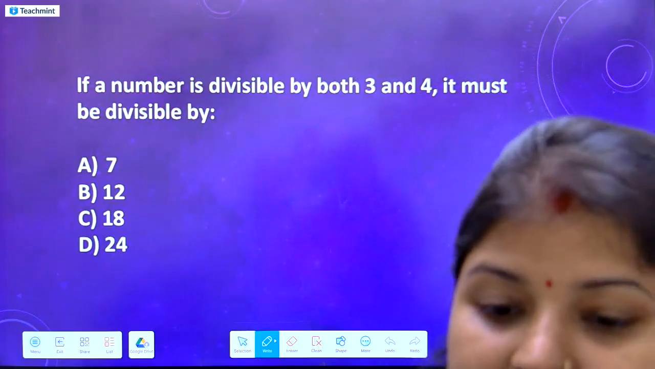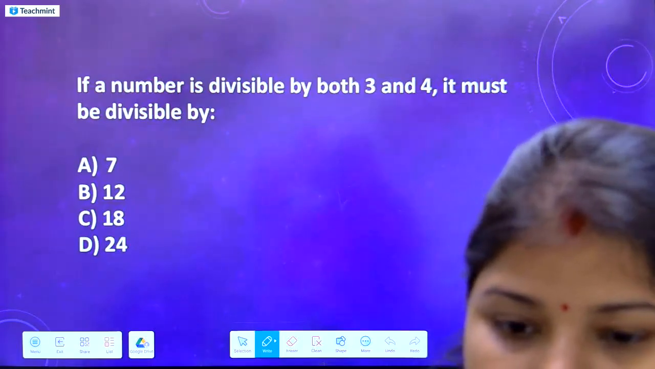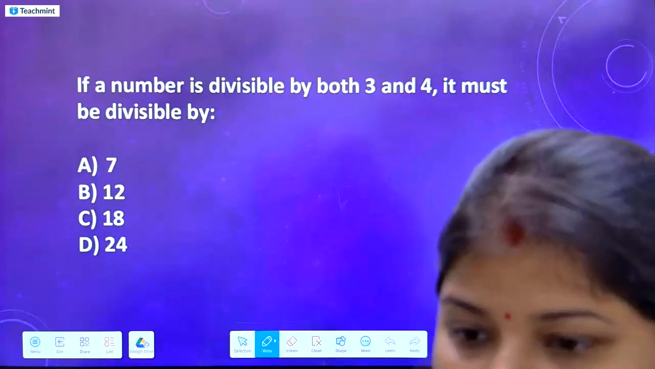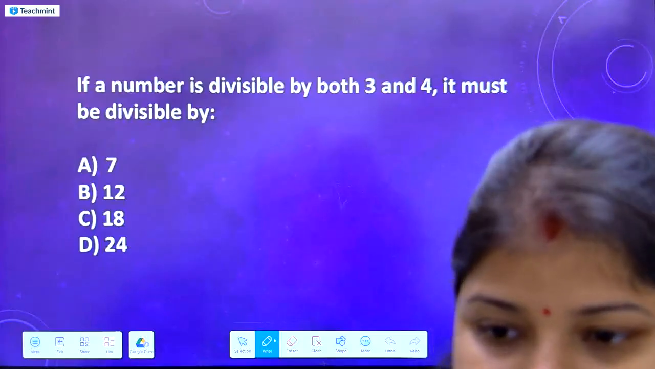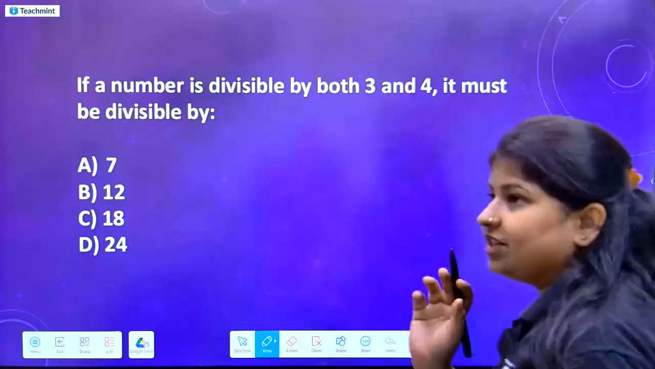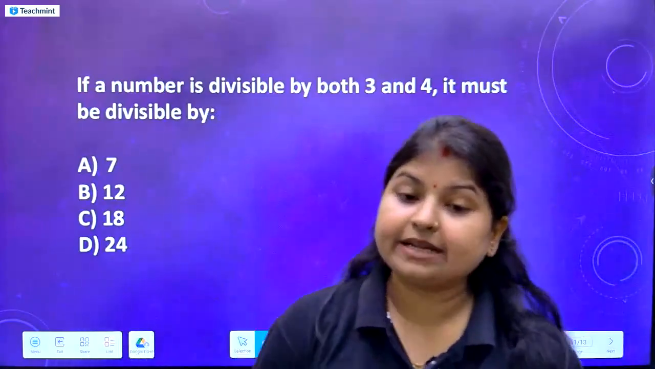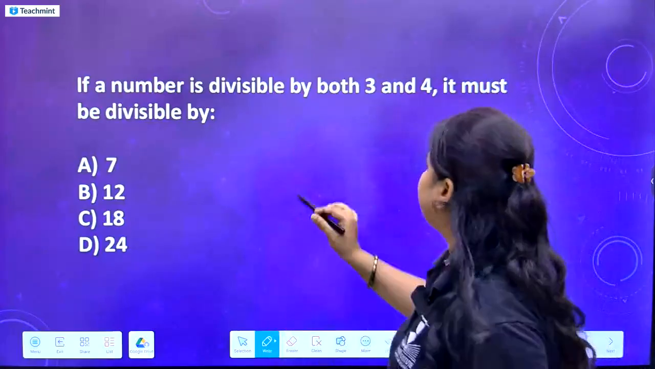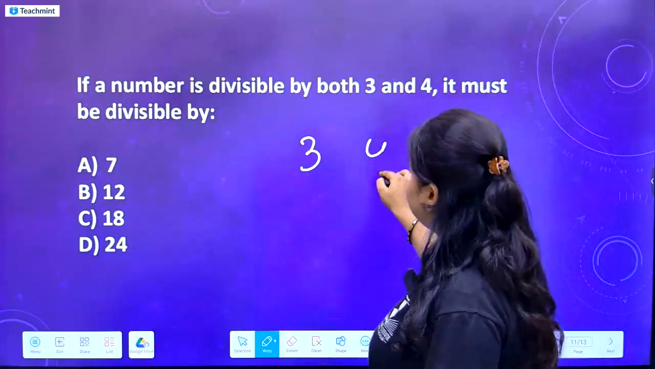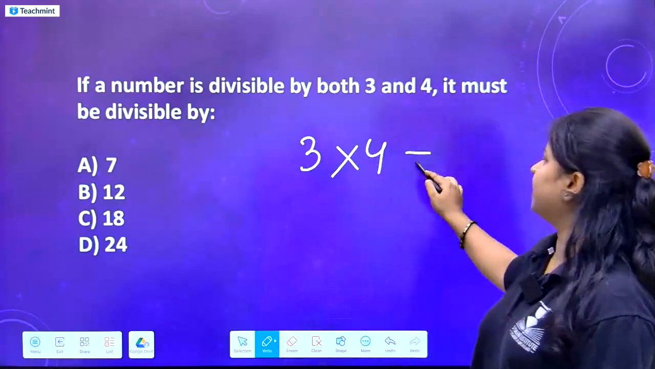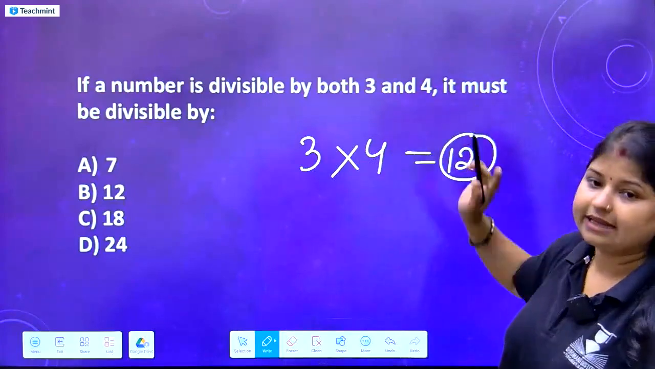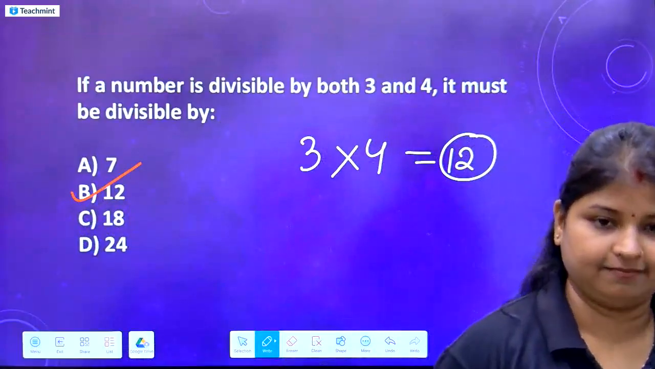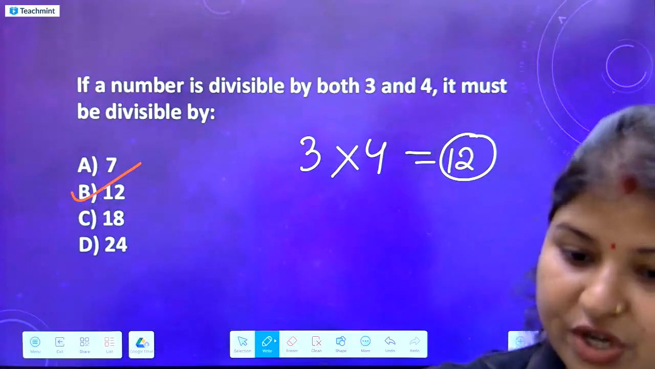Arjun, Karthik, Riyansh, first 3 to answer me. But many of you have given me the wrong answer. Okay, see. Always remember, beta, if a number is divisible by both 3 and 4, the number must be divisible by what? So the number is divisible by 3 and 4, multiply them. 3 fours are 12. That means the number is divisible by 12. Option B.